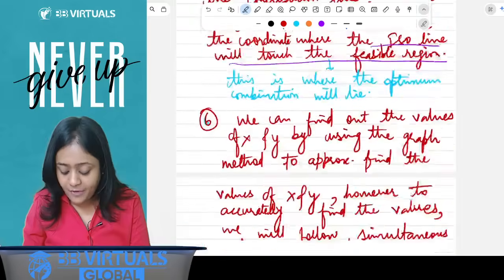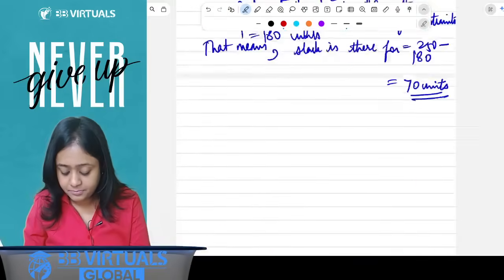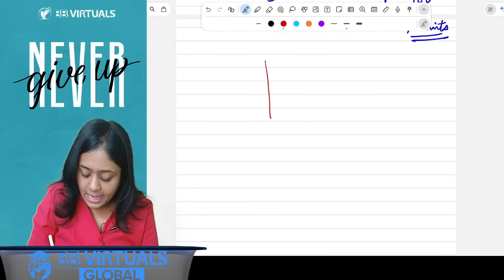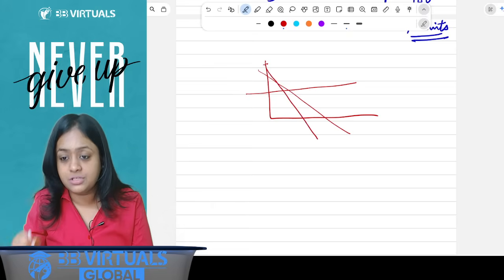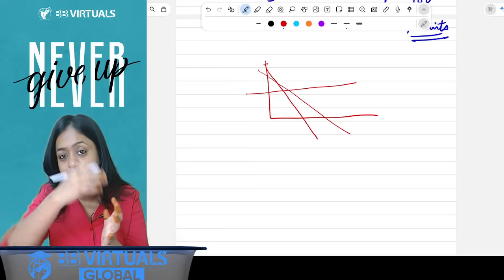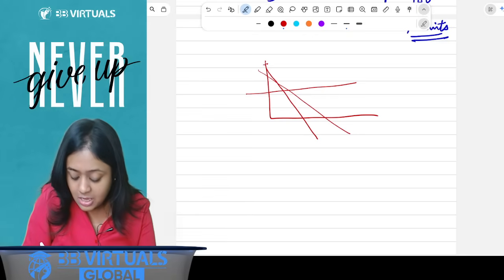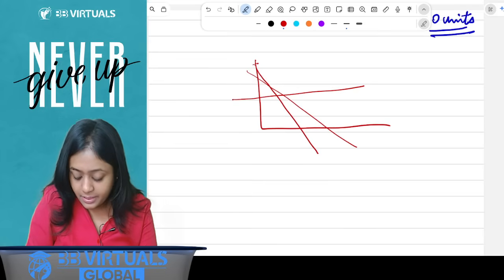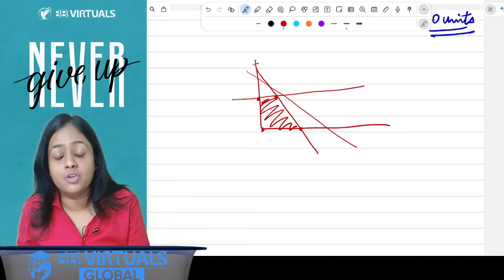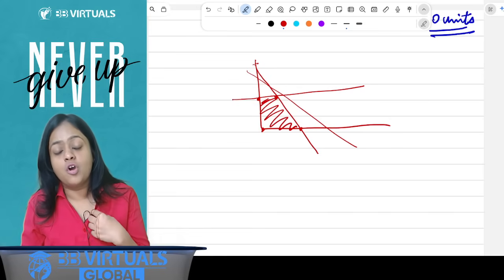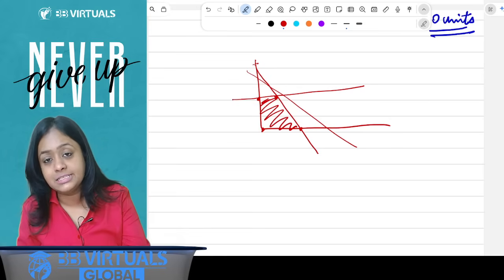So for example, if I do a plotting here, let's say I have this graph, one equation is like this, one is like this, one is maybe like this. So let's say we have these equations. Then my feasible region will always be the region which is the common region when it comes to less than. So here my feasible region will be this, this, this and this. This will be my feasible region. That means your answer for optimum contribution or optimum production plan will be falling in this area only.